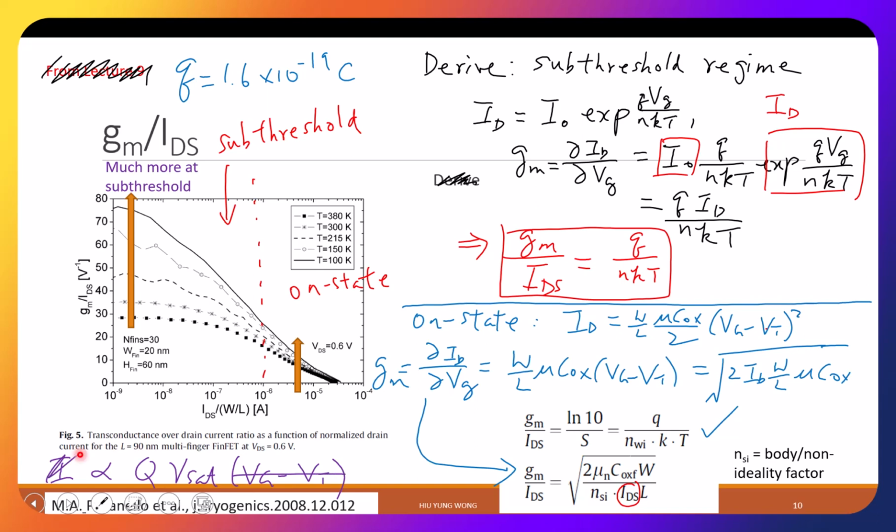And then Gm divided by IDS will be 1 over Vg minus Vt, which is also not dependent on temperature. I did not study this, but this is something we can try in the midterm. I give you the equation, you tell me, but I realize maybe too much material here. Okay, any questions?